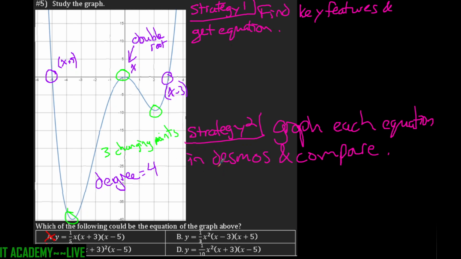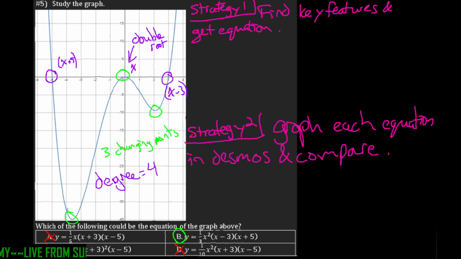What else do I have? Well, I have that x minus 3, x plus 5, and so I know I can cancel out D as well. So real simple. I was able to find that it's going to be B, but I always double check using Desmos. So I'm going to type in this equation exactly as it looks.